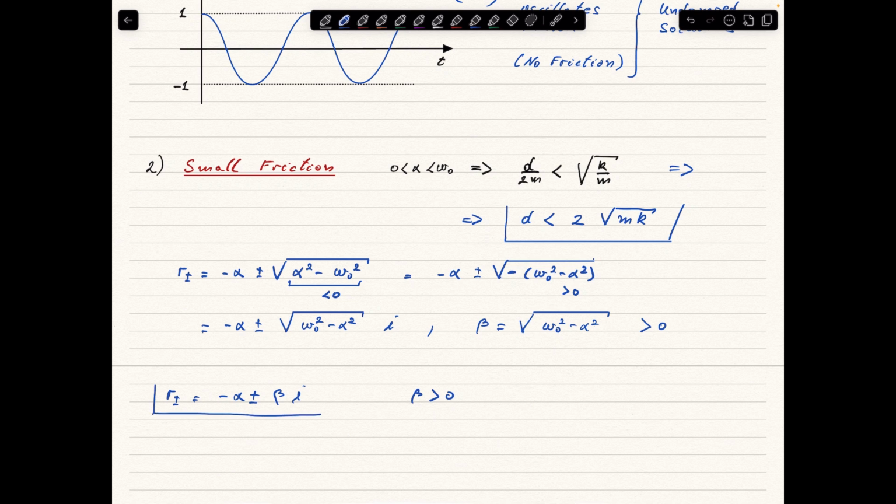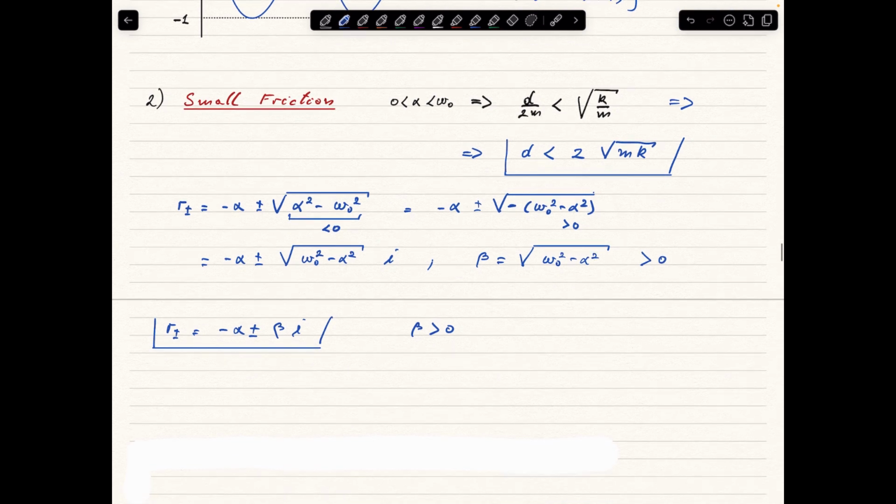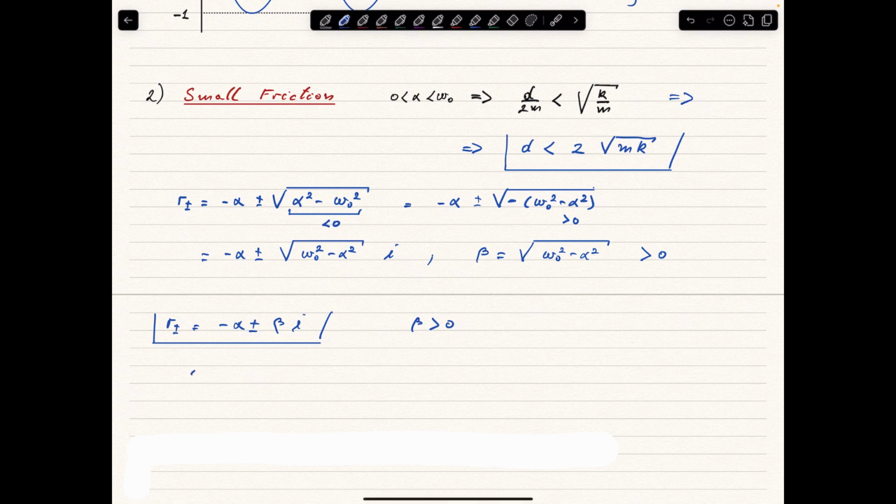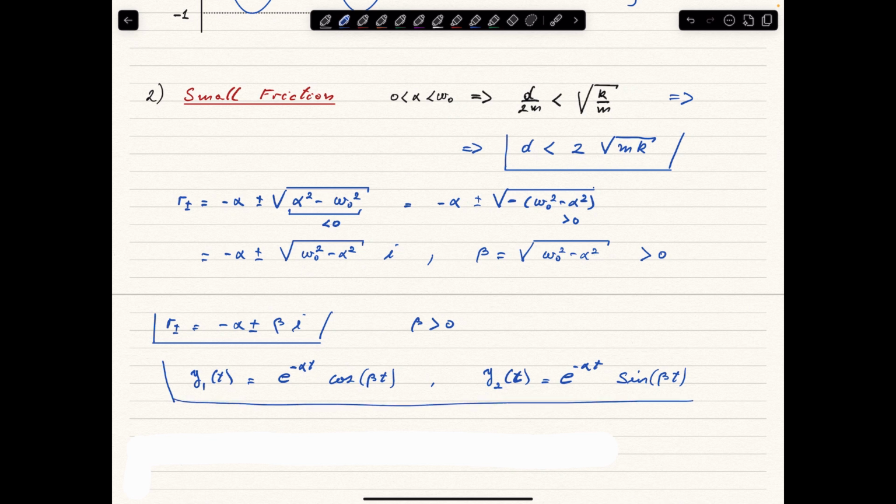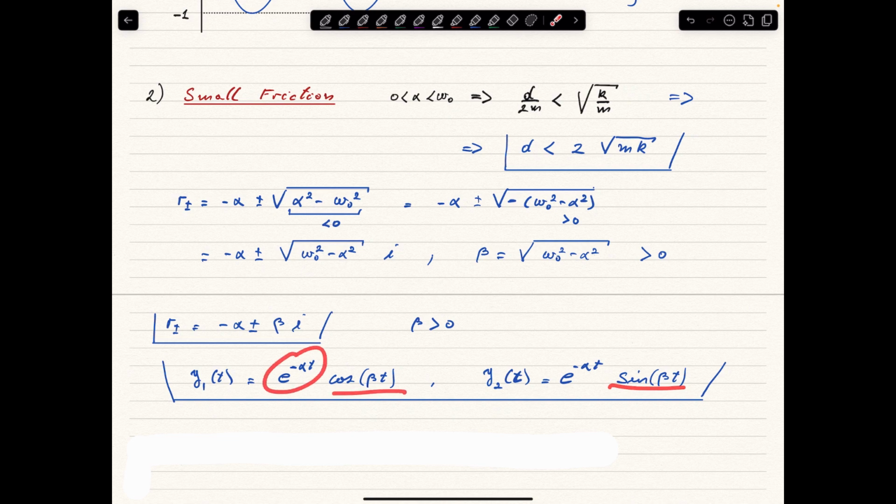But you see, these are complex roots, and we know what are the fundamental solutions in this case. y1 of t is exponential negative alpha t, and then we have cosine of beta t, and the other fundamental solution in that case is the same exponential negative alpha t with a sine of beta t. So this is how the fundamental solution looks like, which are oscillatory functions with an exponential decay.